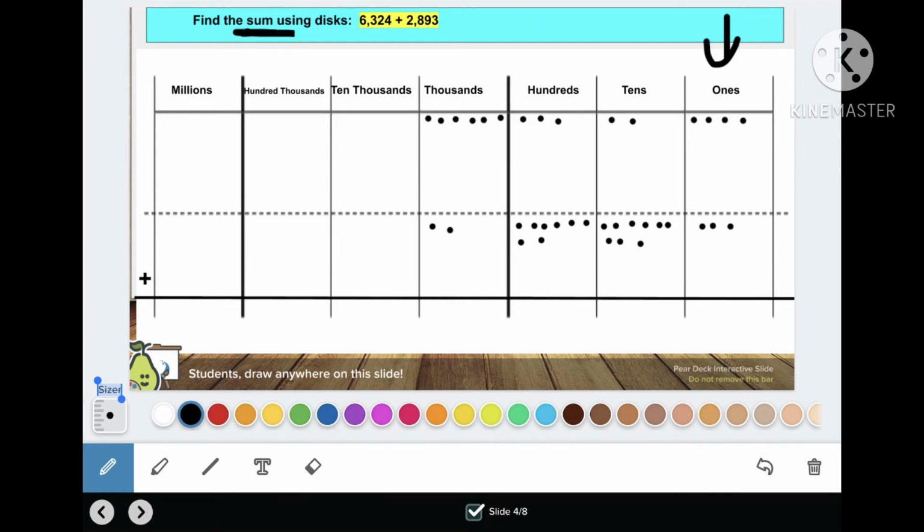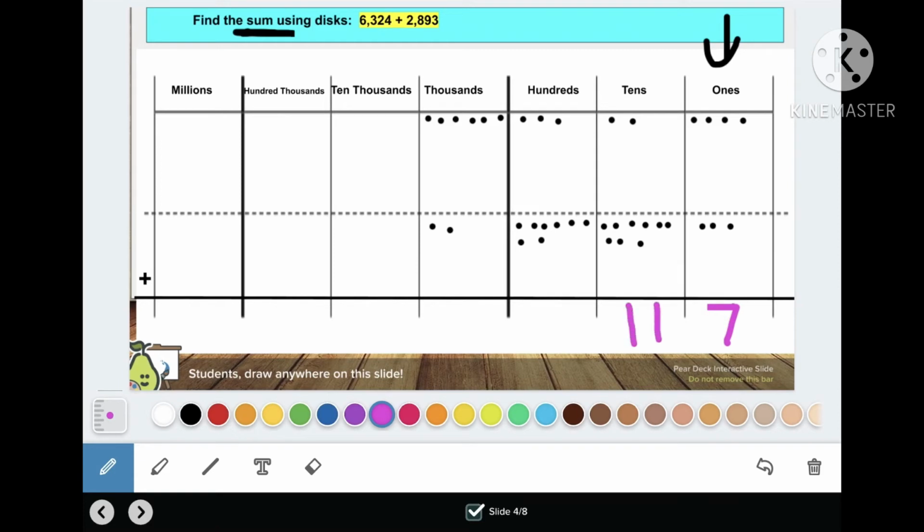Both numbers. So I have 4 ones and 3 ones. What is my sum? How many ones do I have all together? Good job. Yeah, 7. Now let's move on to our tens. I have 2 tens and 9 tens. What's my sum? Yeah, my sum is 11.